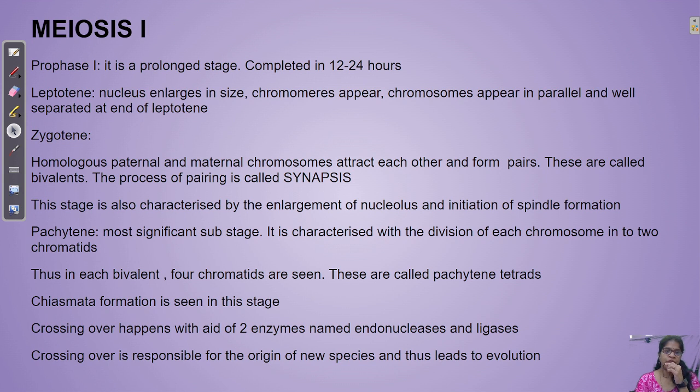I told you prophase is the prolonged stage. It takes around 12 to 24 hours for the completion of prophase 1. In leptotene, I'm just giving you a brief idea: the nucleus enlarges in size, and chromosomes appear in parallel and well separated at the end of leptotene. First of all it appears like chromatin and later it slowly condenses, and the chromosomes immediately find their homologous pair, so that they arrange themselves in a parallel direction to their homologous chromosomes. That is what happens in the late leptotene stage.